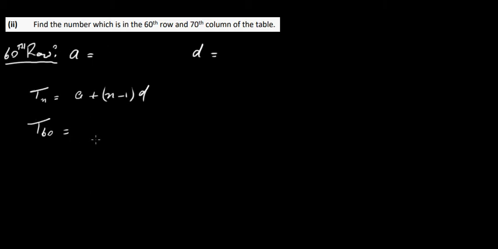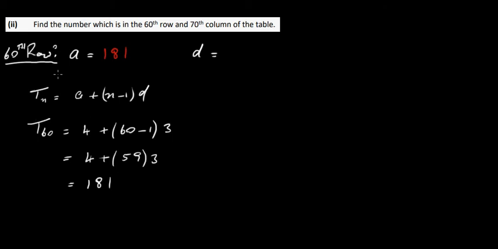So T60 is going to be A, which is 4, plus 60 minus 1 times, we know the difference in the first column is 3. So you work this out, you get 4 plus 59 times 3, and when you do that you get 181. So I now know that A in the 60th row is 181. The first number in the 60th row is 181.